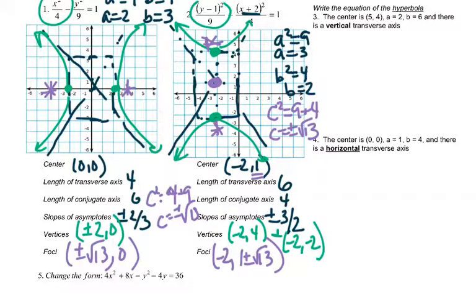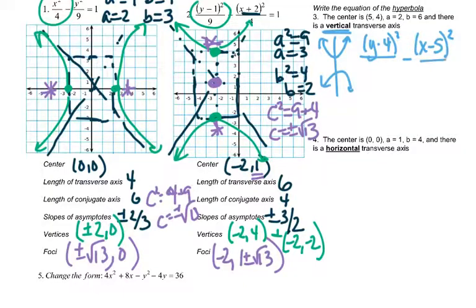Okay, going backwards. Let's see. Center is 5, 4, and here's the key, vertical transverse axis. So that means it opens up, down. So that means that y is first. And this is a minus, minus, and then x minus 5 squared equals 1. And then thank you for telling me that a is 2 and b is 6, right? Thank you. Really, this whole thing is about which goes first.